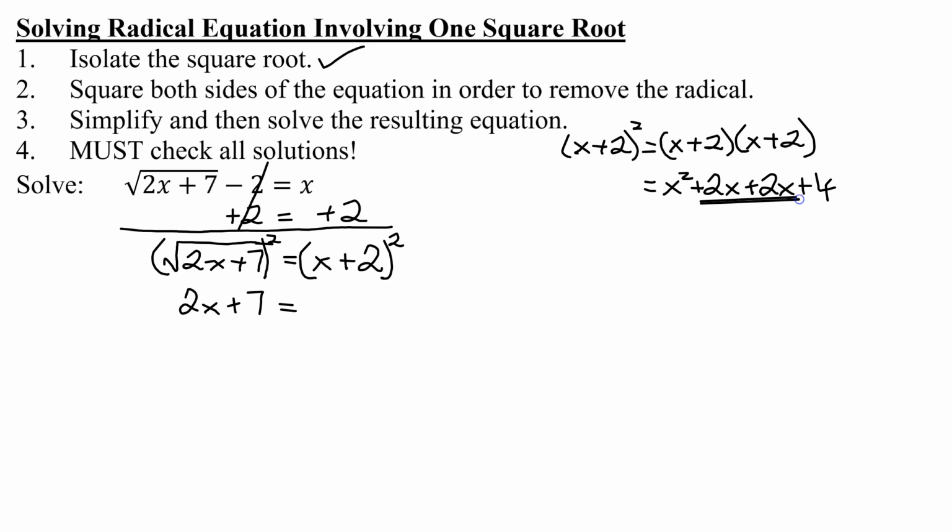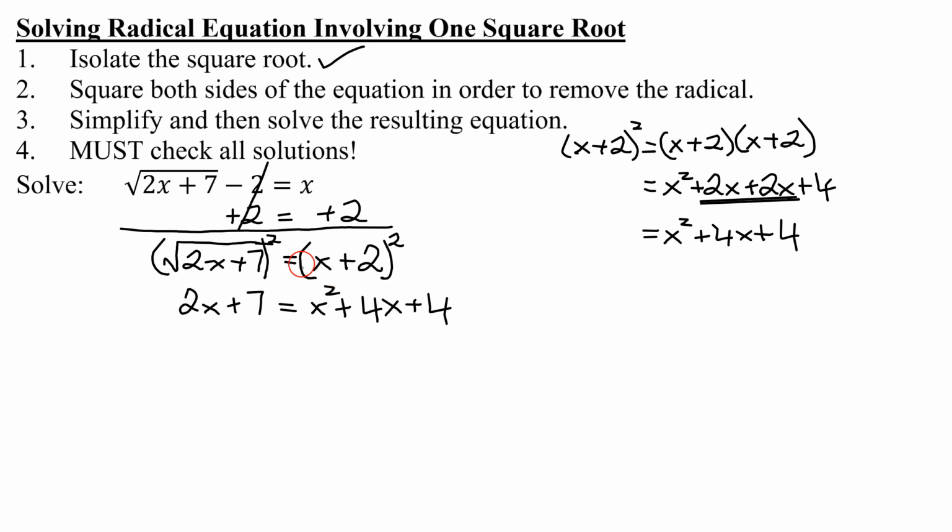Notice you can add the middle two terms together. So we're going to get x squared, 2x plus 2x is 4x, plus 4. So I need to put this over here on the right-hand side of my equation. So I have x squared plus 4x plus 4.